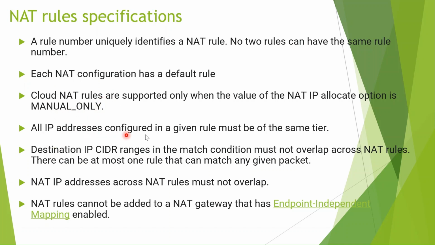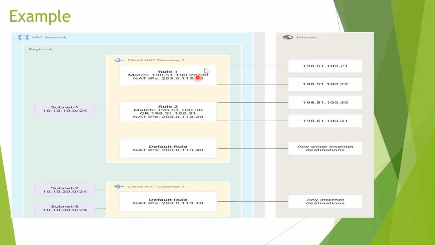All IP addresses configured in a given rule must be of the same tier. Suppose I have this rule one, and it has the same tier, like premium tier. I have to use all the IP addresses in this specific NAT of premium tier only. And I can add multiple NAT IP addresses. It all depends on me how I want to configure.